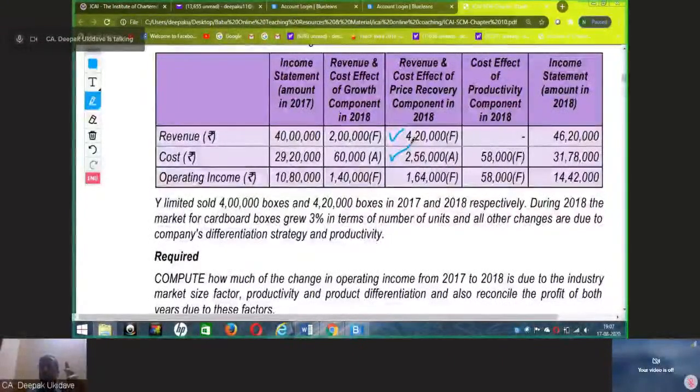Time and again I am highlighting the keywords: growth component, price recovery component and productivity component. So in the price recovery component, again you have revenue effect and cost effect. Both we show separately, right? Separately, because we are anyway having the product differentiation effect also as part of this, and therefore we take 420 and 256. Now you can see this embedded in the calculation.